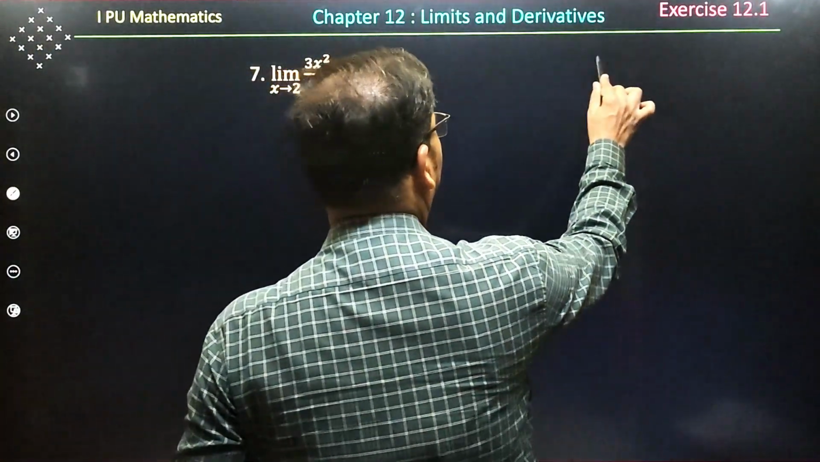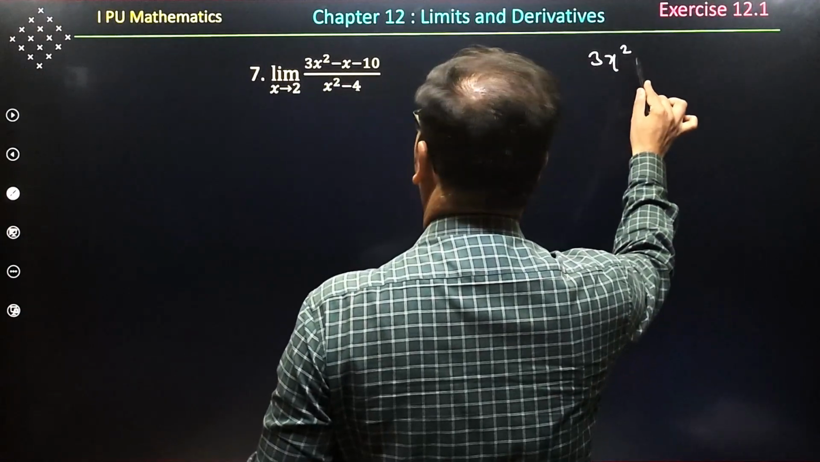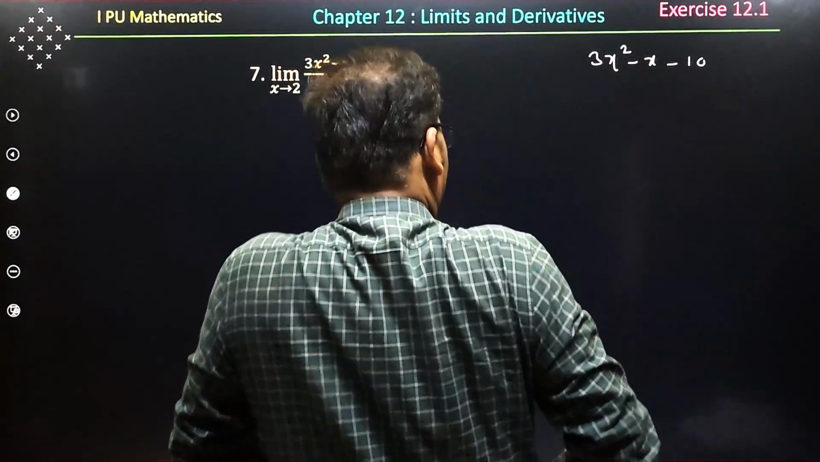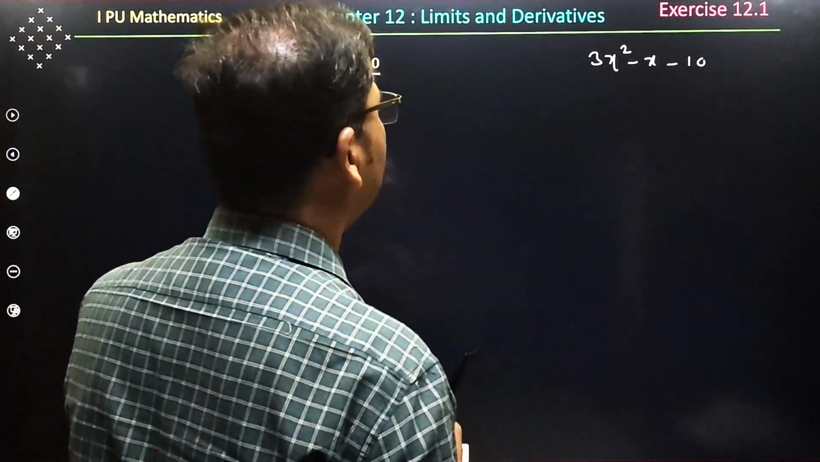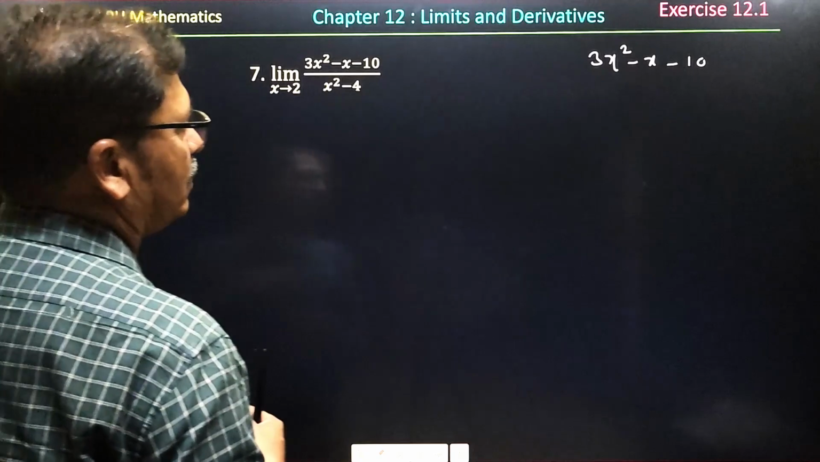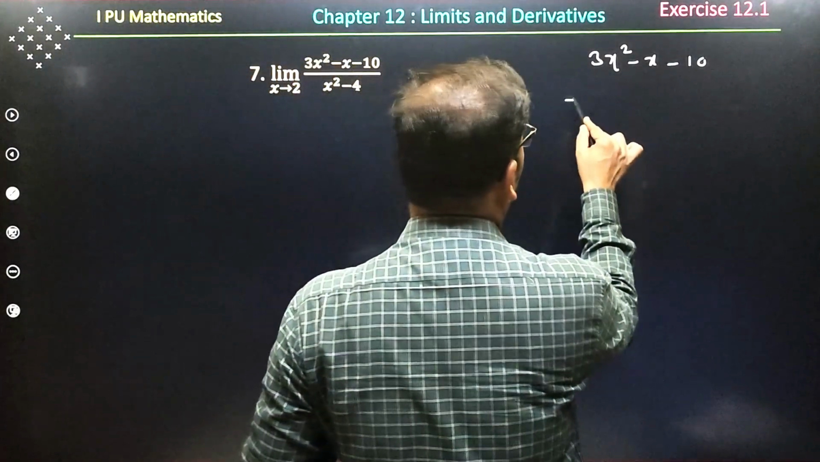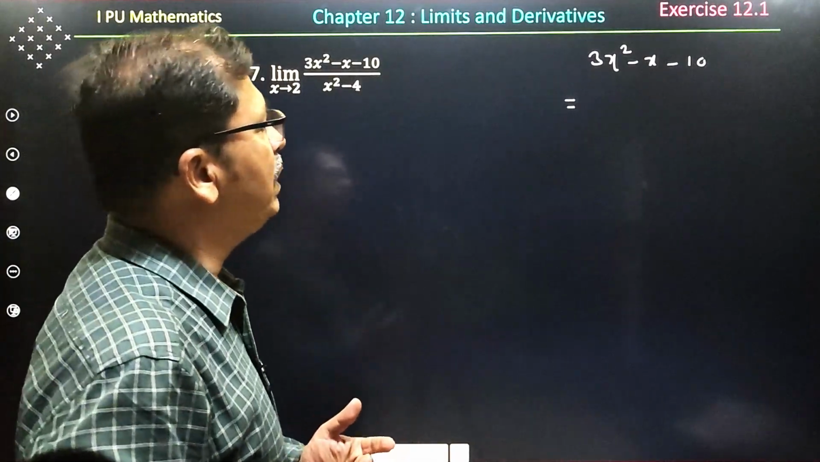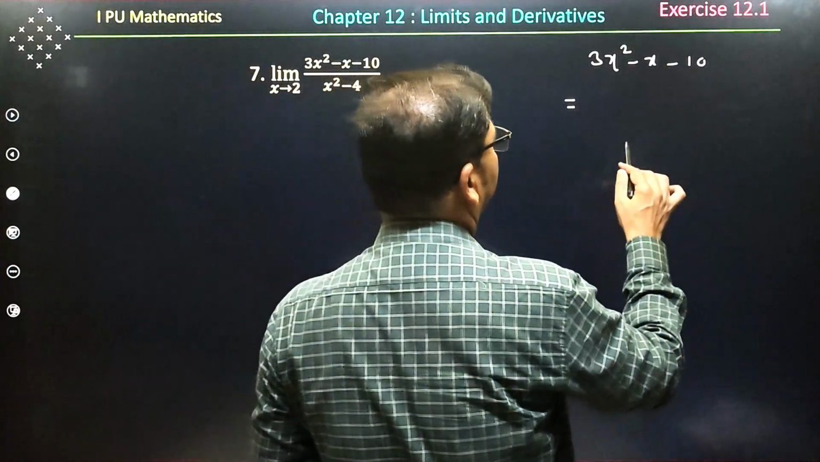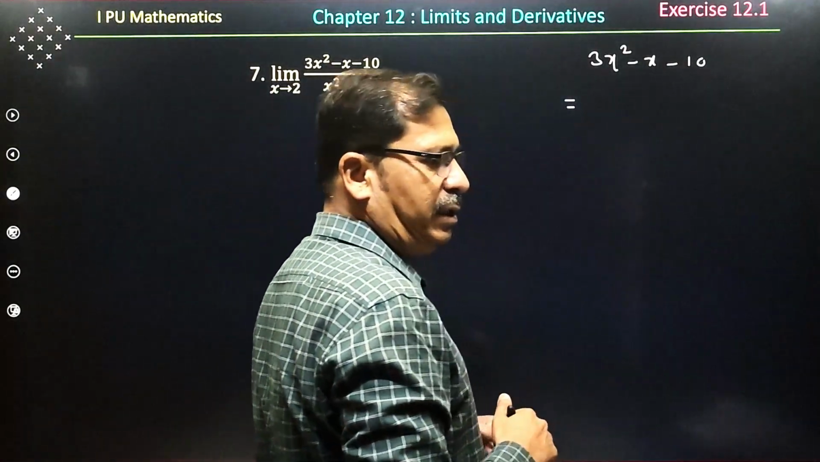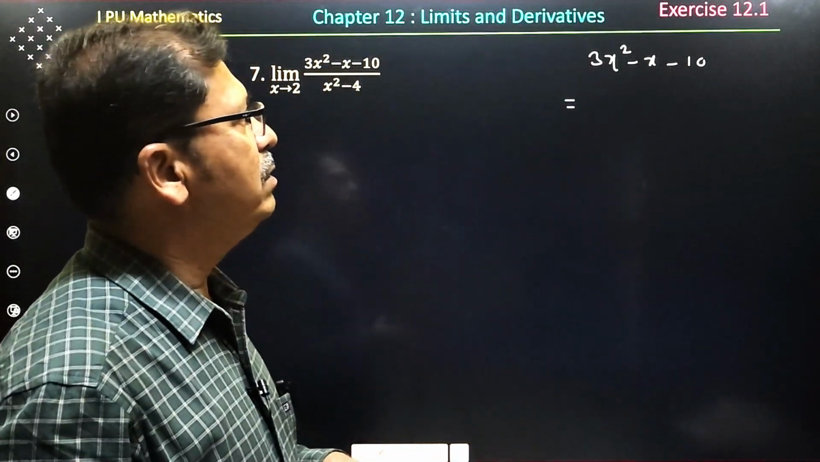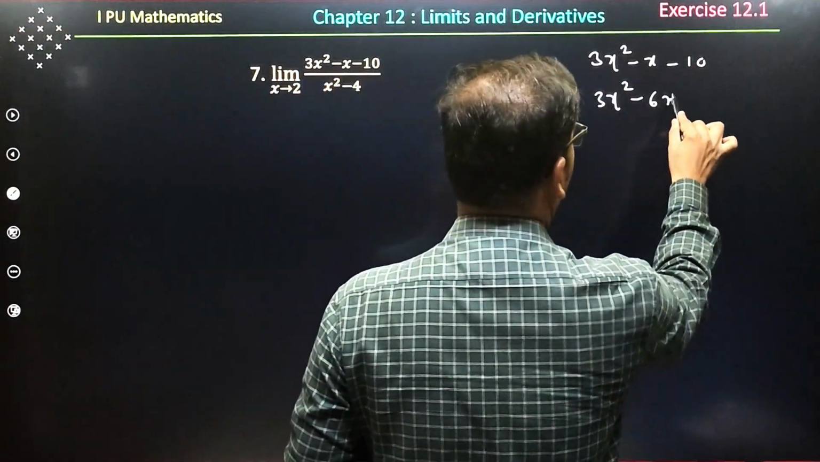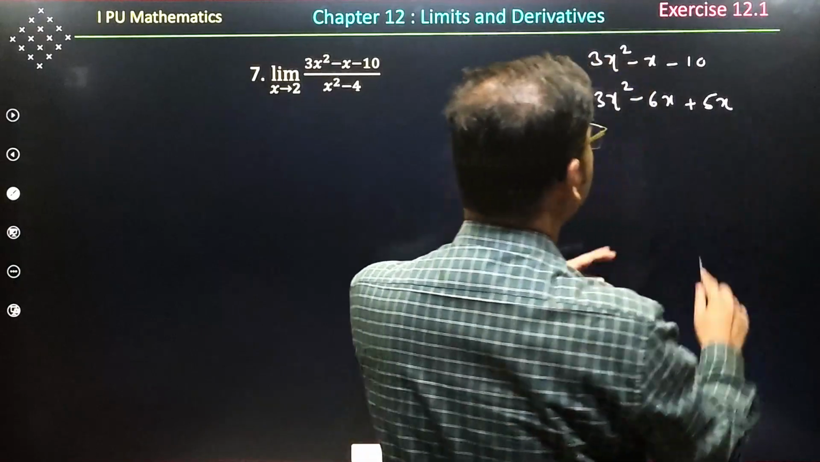Now for that purpose, I would like to separately factorize 3x square minus x minus 10. Please tell me, what about this factorization? 10 into 3, 30x square. How do you split it? 10 and 3, 30, not possible. 6 and 5 is possible. 3x square minus 6x plus 5x. See, the difference is leading to minus x.